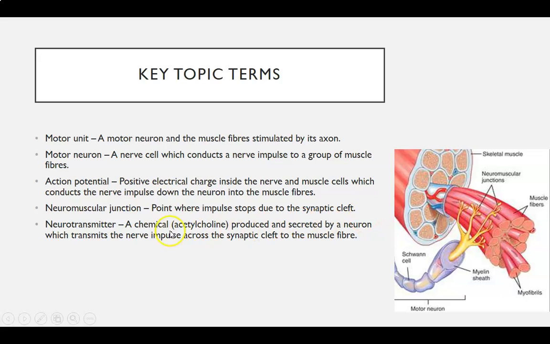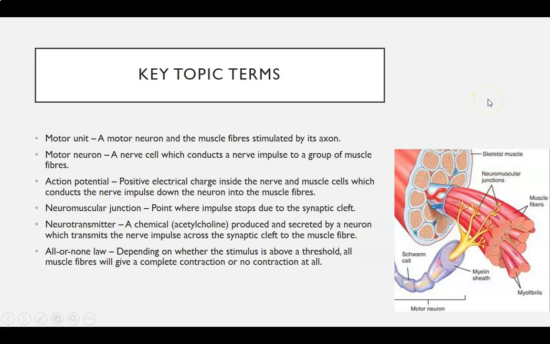We want that impulse to cross over this synaptic cleft so we get a contraction. So what has to happen is a chemical, a neurotransmitter called acetylcholine is produced, and it is secreted by a neuron, and it transmits the nerve impulse across the synaptic cleft to the muscle fibre.